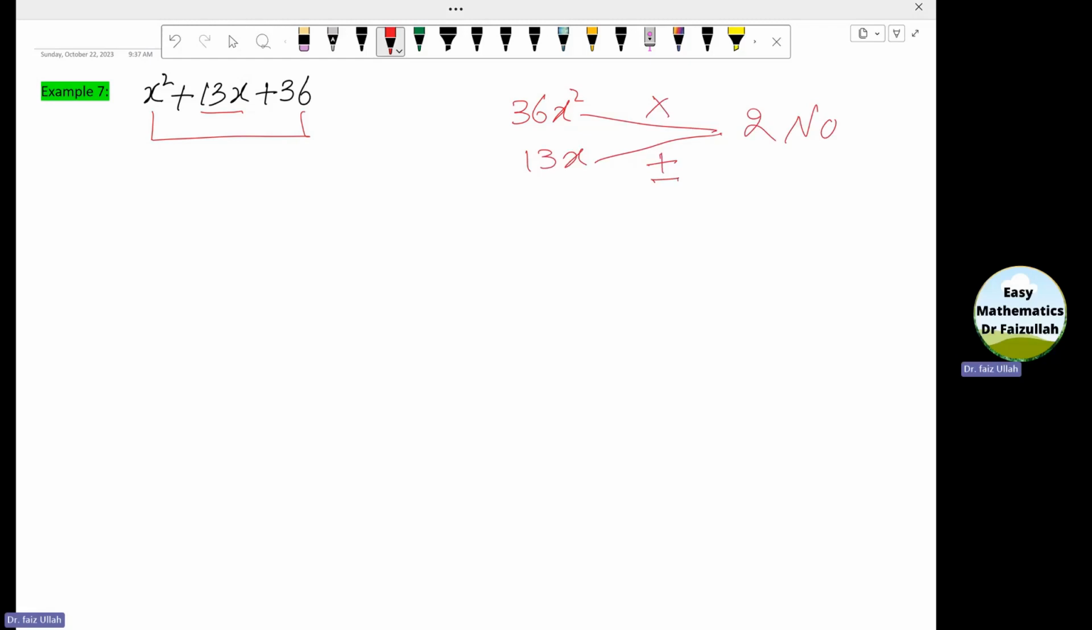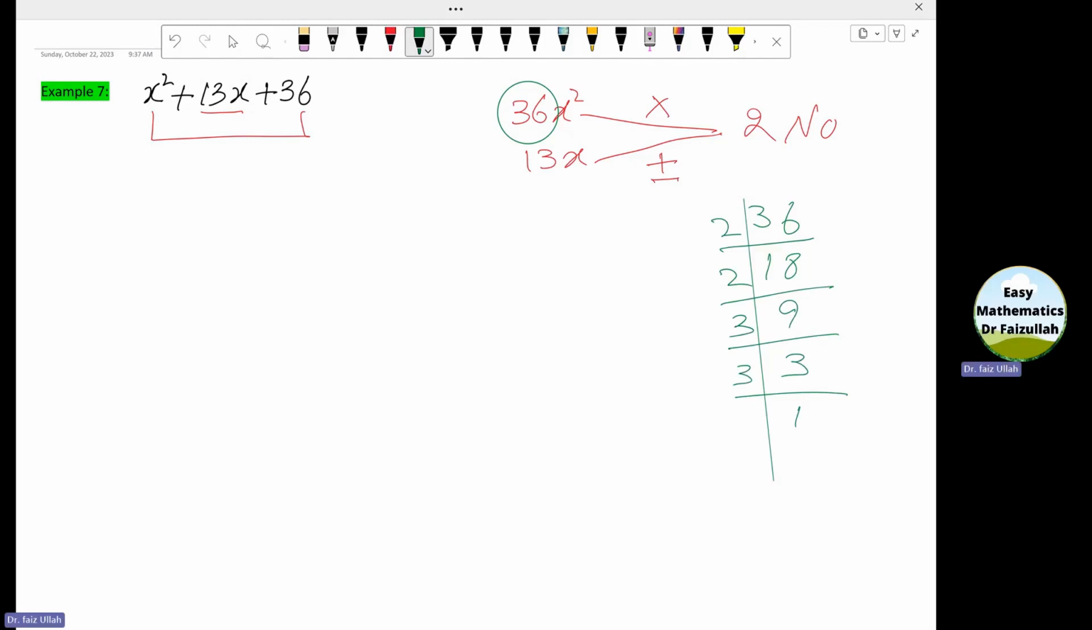We can find such two numbers in the prime factors of 36. So let us find the prime factors of 36. We can divide 36 by 2. So 18 twos are 36. Then again by 2, 9 twos are 18. Then by 3, 3 threes are 9. Again by 3, 3 ones are 3. So all the prime factors of 36 are 2, 2, 3, 3, and 1. Those numbers must be inside these numbers.